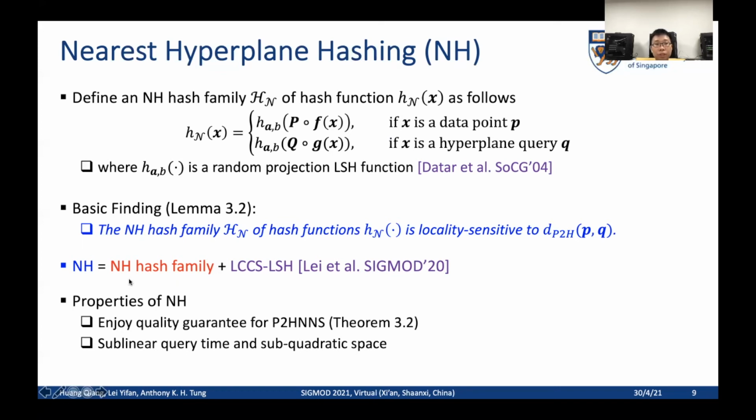We further analyze the properties of NH, and we formally demonstrate that NH enjoys a quality guarantee for the point-to-hyperplane NN search. It has sublinear query time and subquadratic space for this challenging problem.